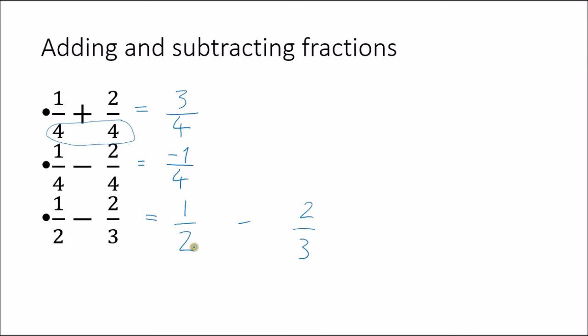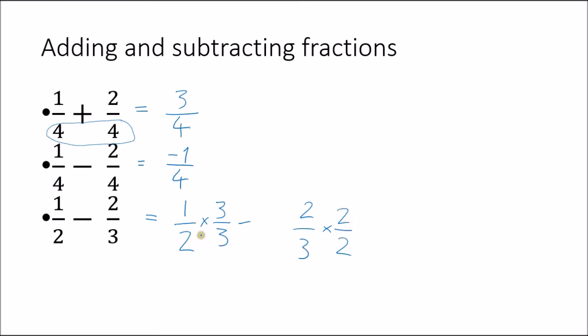Now, in order to make everything on this side out of 6, I'm going to multiply it by 3 on the bottom line, so it'll be over 6. But to make it the equivalent fraction, I'll multiply it by 3 on the top line. Over here, to make this over 6, I'm going to multiply it by 2, and again 2 on the top line.